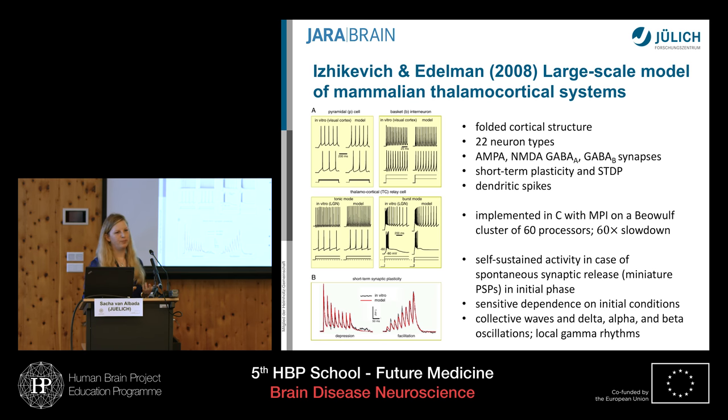But this model is very rich in terms of all the components that went into it, but the predictions it makes are just simple ones, like propagating activity on the cortical surface, a sensitive dependence on initial conditions, so an aspect of chaos was shown in this model, and delta, alpha and beta oscillations, and local gamma rhythms, but without showing a spectra or a direct comparison with experimental data. So it remains sort of a proof of principle.